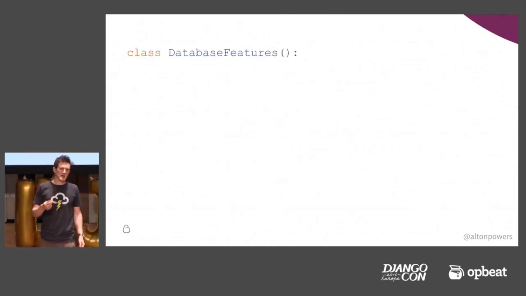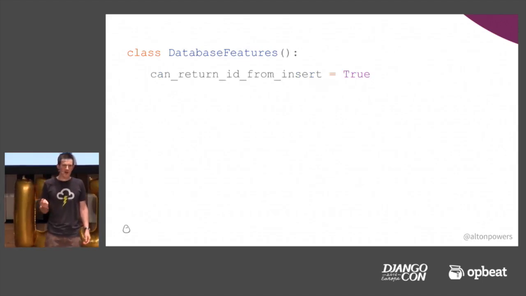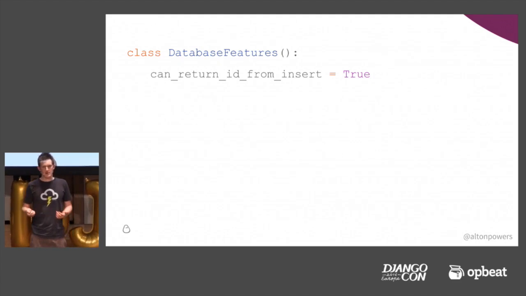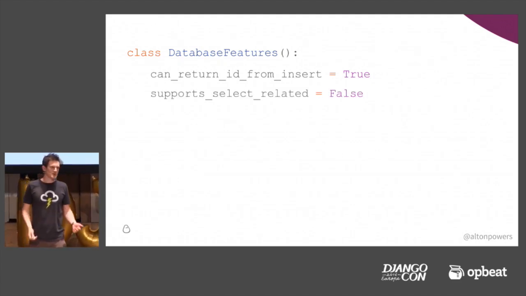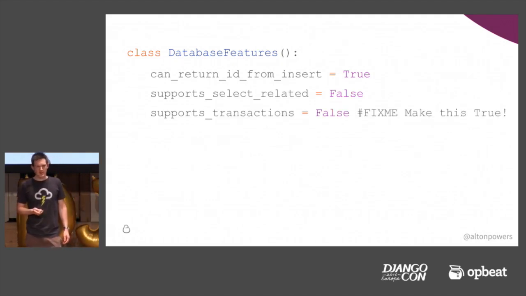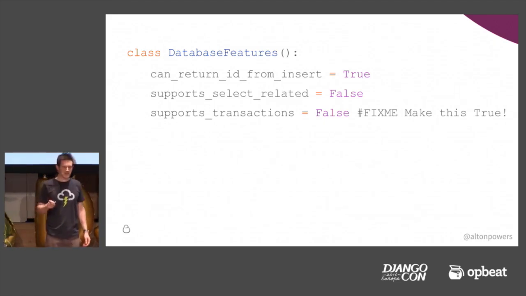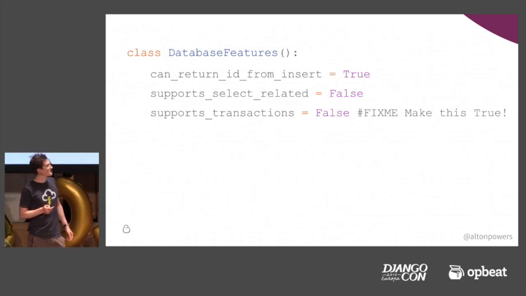Database features is basically a bunch of flags. For example, can we return an ID when we insert a new row? Yes, we can. Can we support select related? Well, that relies on join, so no, we can't do that. Do we support transactions? Maybe. This is genuinely a line from our code. Someone set this to false, but quite hopefully thinks that in the future we could set it to true.